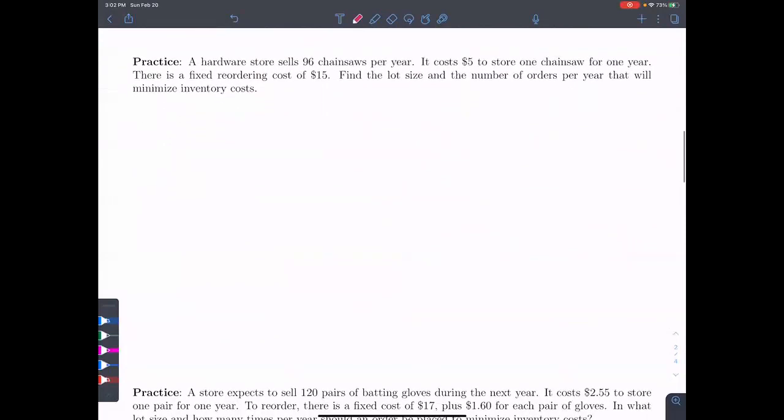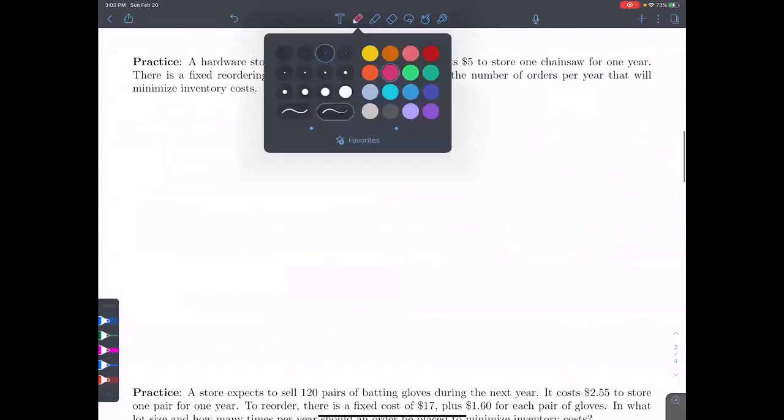Here's another one. We have a hardware store that sells 96 chainsaws per year. It costs $5 to store a chainsaw for the year. There's a fixed reordering cost of $15. Find the lot size and the number of orders that will minimize inventory costs.